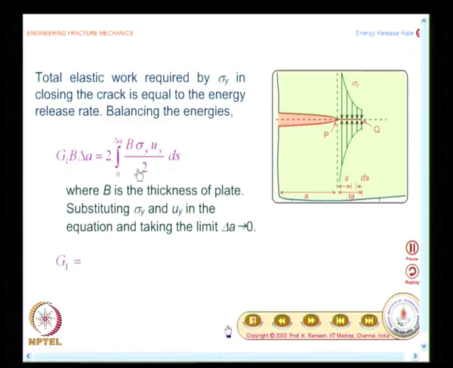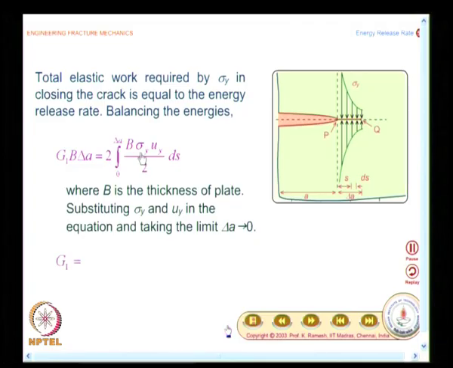In all our development, unless it is explicitly stated as impact loading or dynamic loading, we always assume the loads are gradually raised. That is why you have a factor of half of force into displacement, that is what you are writing it here. And we will also have to bring in another important aspect, that we want to take the limit delta tends to 0.